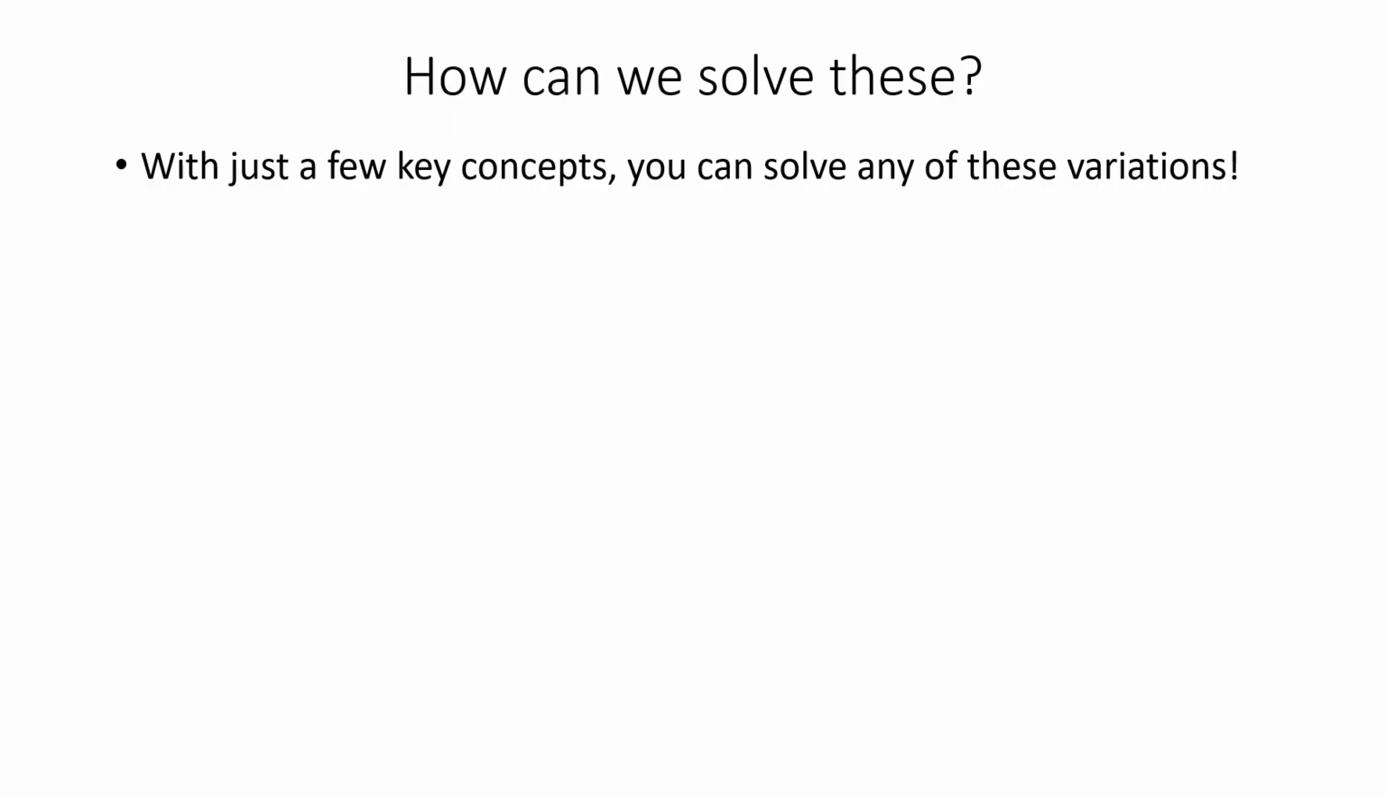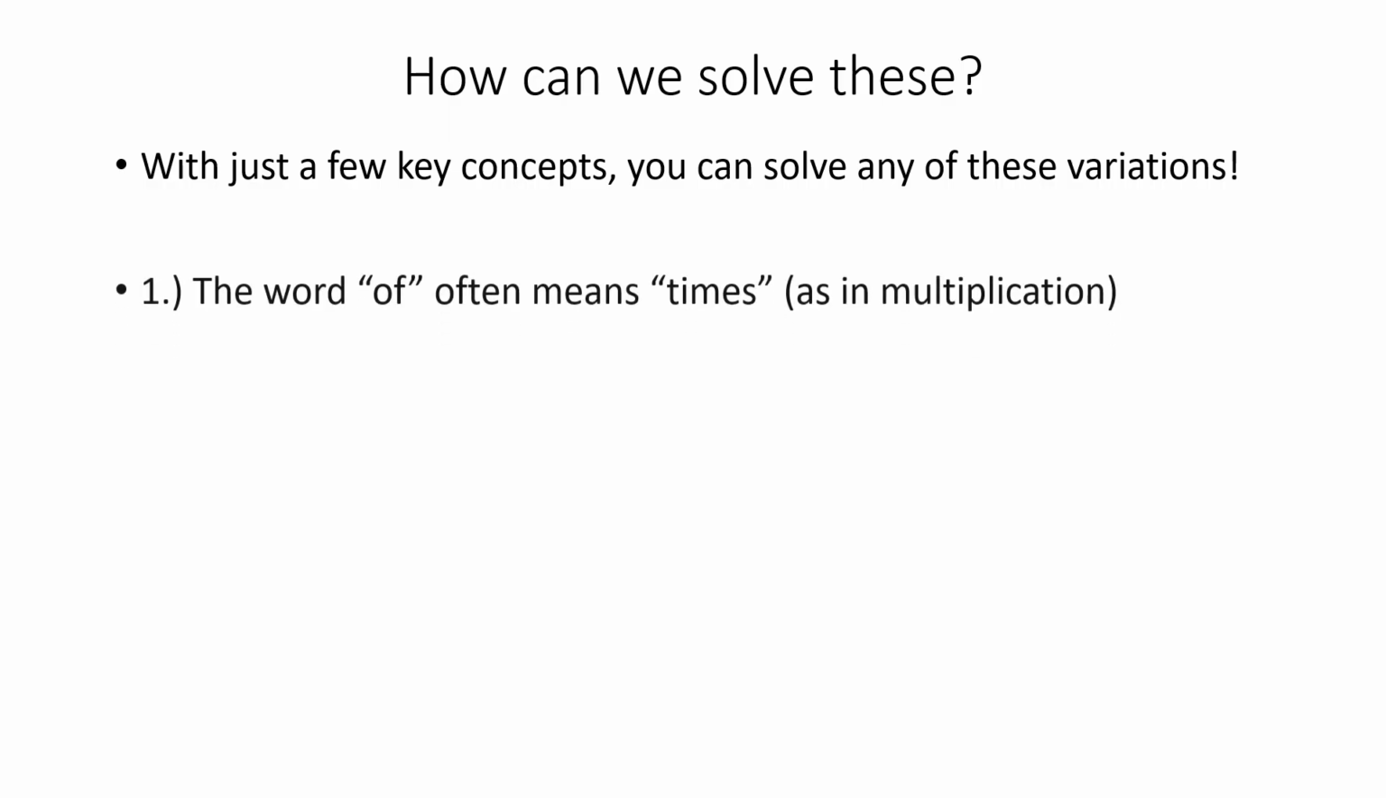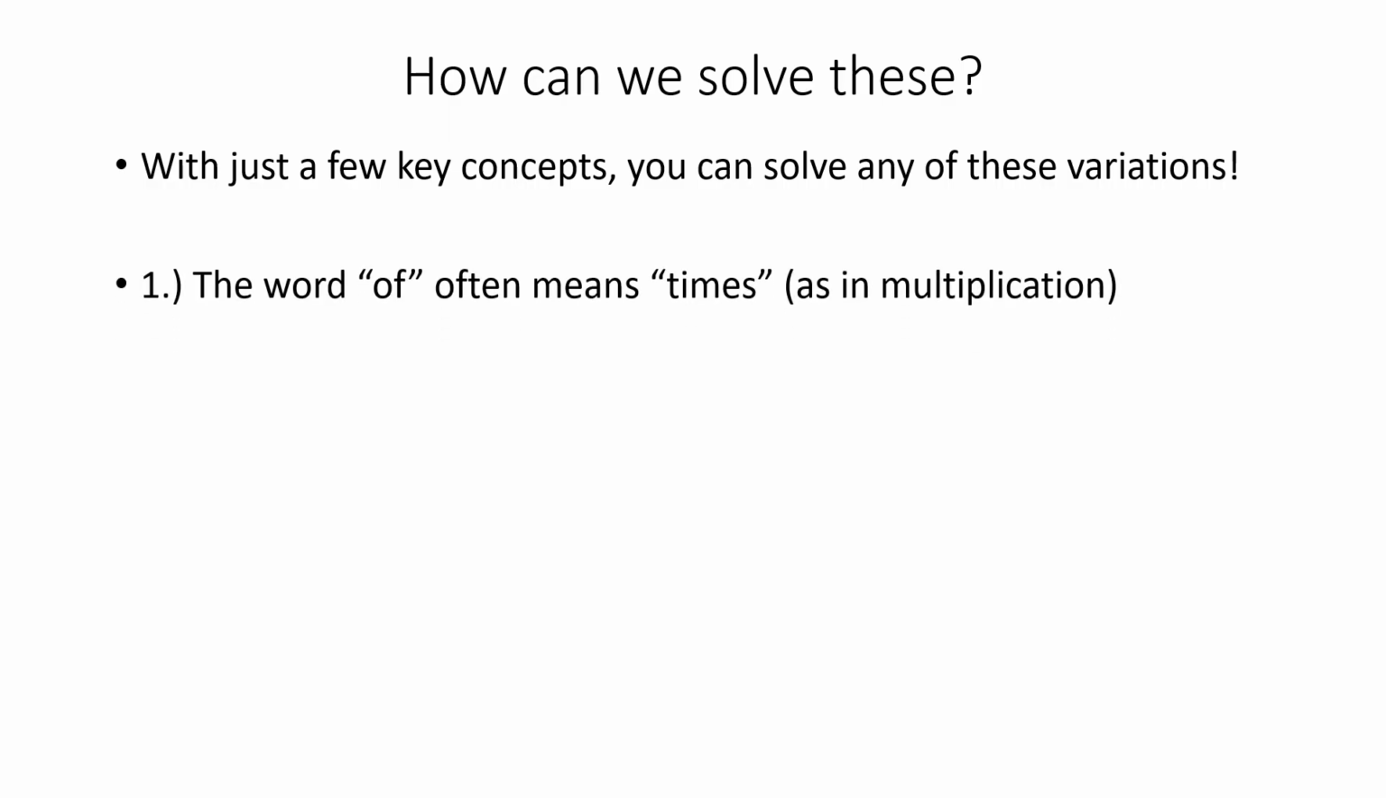And I have been doing these for forever, and I still go back to these concepts when I am conceptualizing and writing out my work. So what are these key concepts? The word of often means times, as in multiplication. Now, I don't want to say 100%. I said often because I have seen different contexts where the word of can mean something else, but it often means to multiply. So when you see the word of, a percent of, what percent of this, that word of can be translated as multiplication.